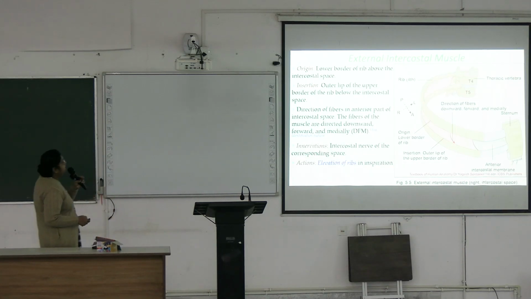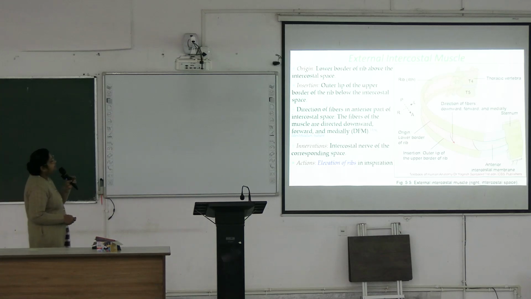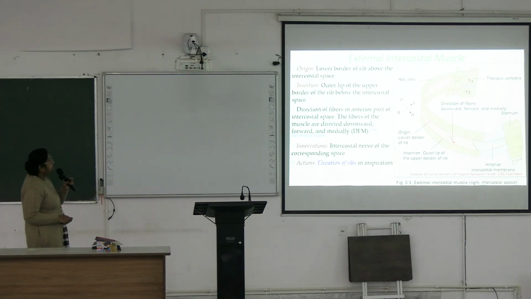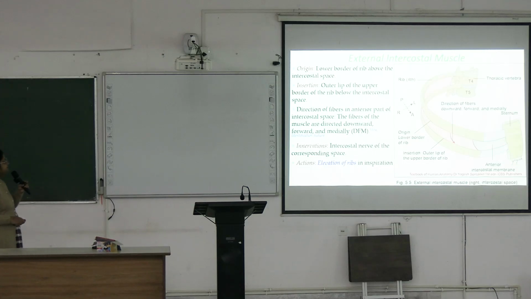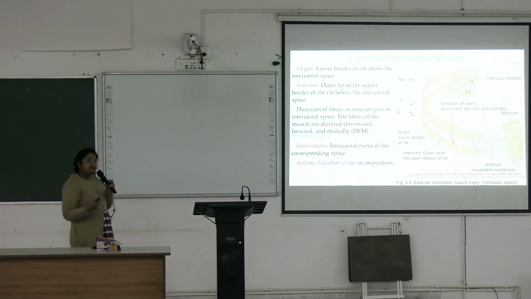So external intercostal muscle origin is from the lower border of the rib above the intercostal space, insertion into the outer lip of the upper border of the rib below the intercostal space. Direction of fibers in the anterior part of the intercostal space, fibers are directed downward, forward and medially. Okay, and the intercostal nerve of the corresponding space gives nerve supply to this muscle.